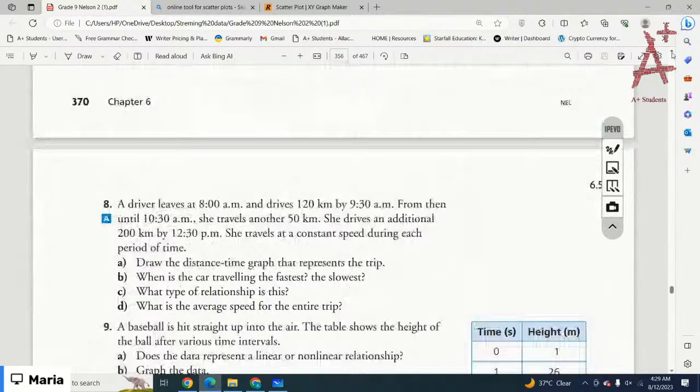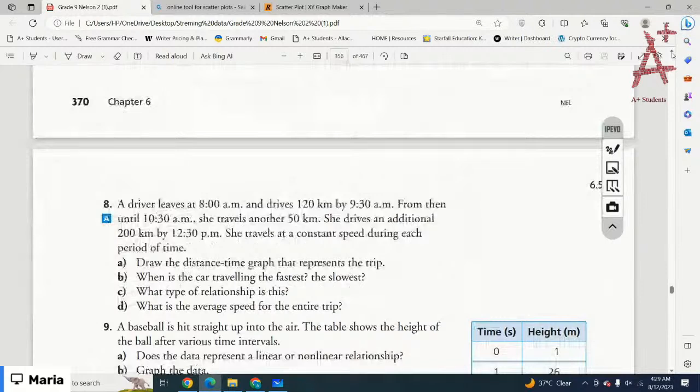Okay, let's start with question number 8. A driver leaves at 8 a.m. and drives 120 kilometers by 9:30. From then until 10:30 a.m., she travels another 50 kilometers. She drives an additional 200 kilometers by 12:30 p.m. She travels at a constant speed during each period of time. Draw the distance-time graph that represents the trip. When is the car traveling the fastest, the slowest? What type of relation is this? What is the average speed?